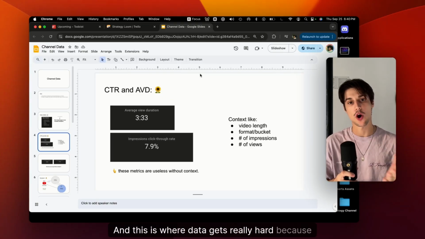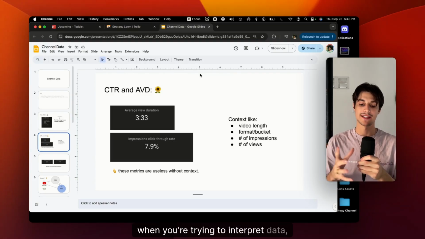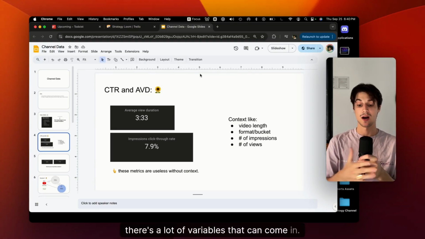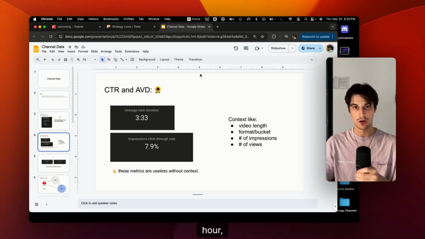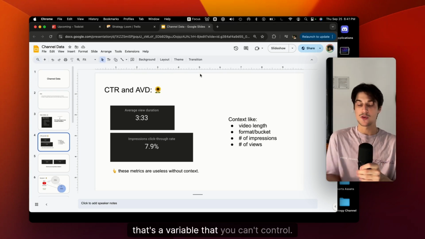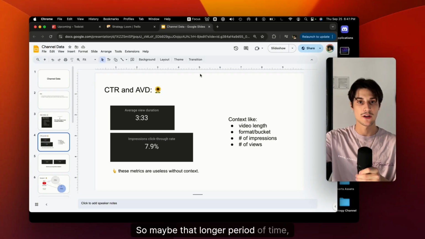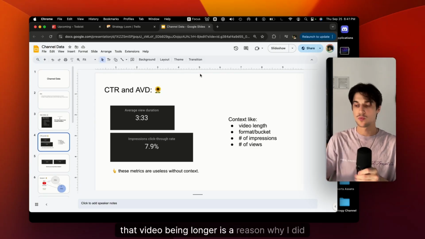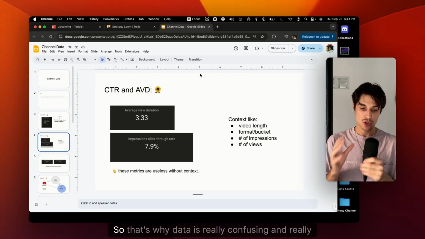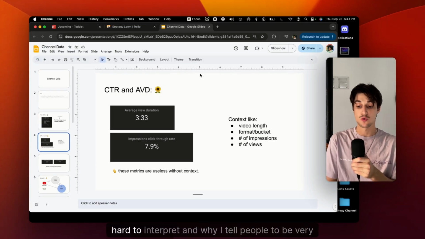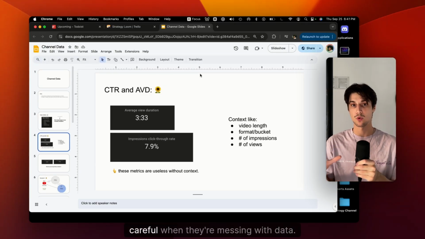And this is where data gets really hard because, like I said, when you're trying to interpret data, there's a lot of variables that can come in. Like if you're comparing 2 videos, but one video is 10 minutes and the other is an hour, that's a variable that you can't control, right? So maybe that video being longer is a reason why it did better versus just the specific CTR data points you're looking at, right? So that's why data is really confusing and really hard to interpret, and why I tell people to be very careful when they're messing with data.